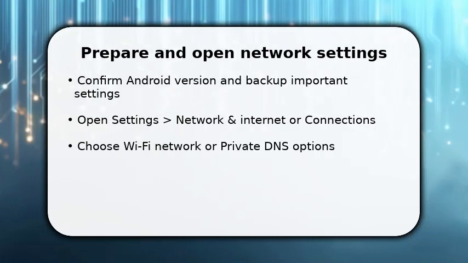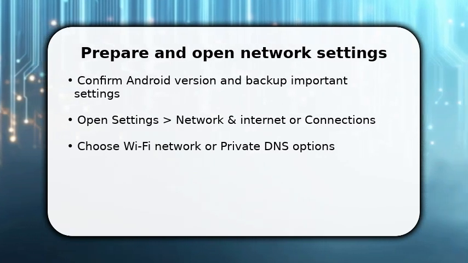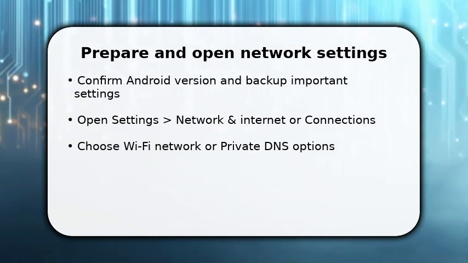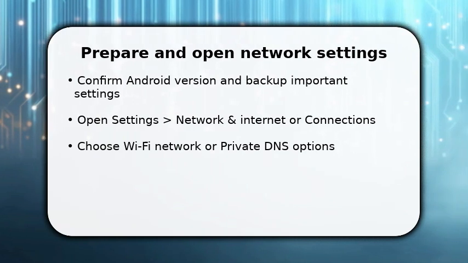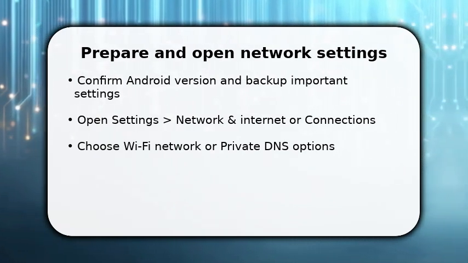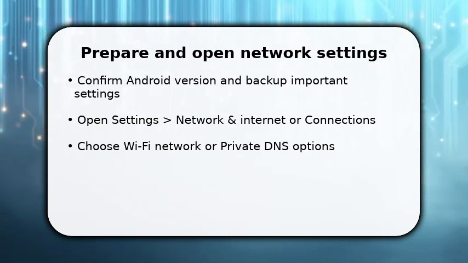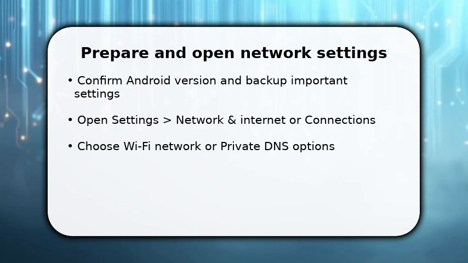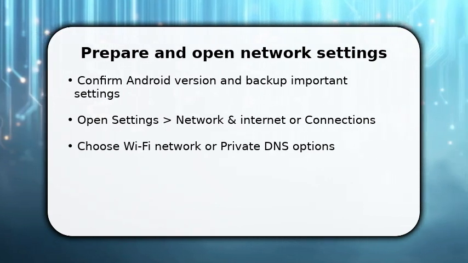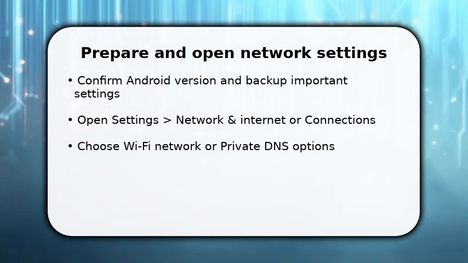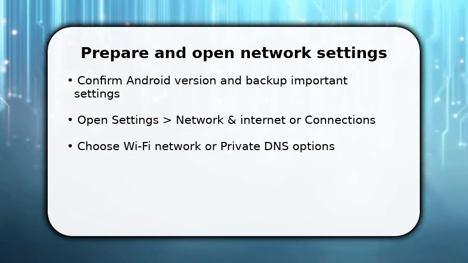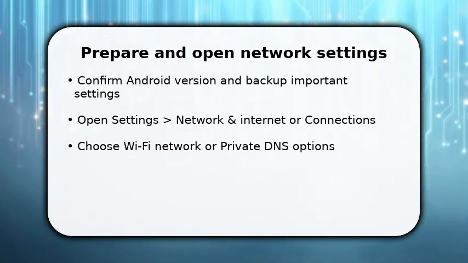You start by confirming your Android version and having any network passwords handy. This avoids surprises. Open Settings, then Network and Internet or Connections depending on your phone. Once there, tap Wi-Fi to select the network you're on or scroll to Private DNS if present. Make sure you're on the network you want to change. Changing DNS for the active connection guarantees immediate testing.